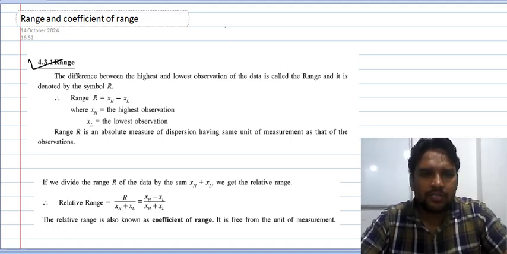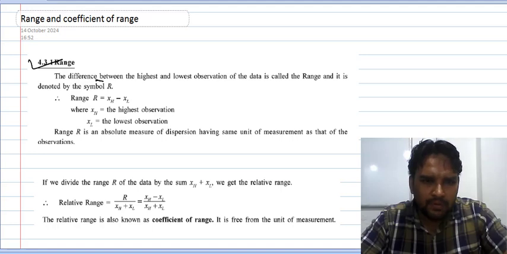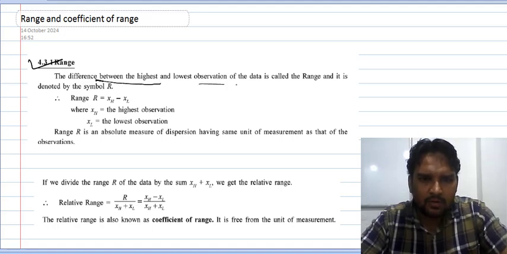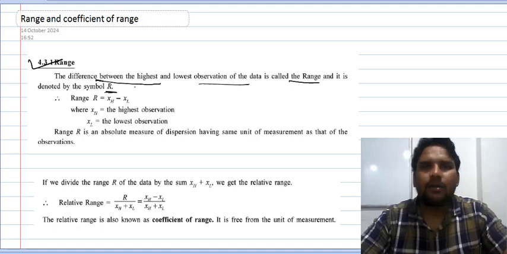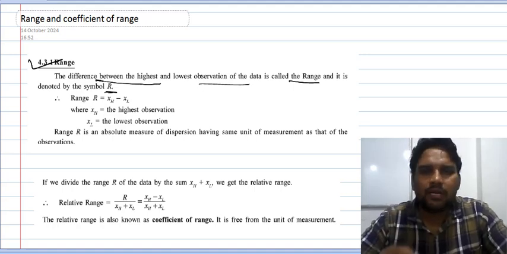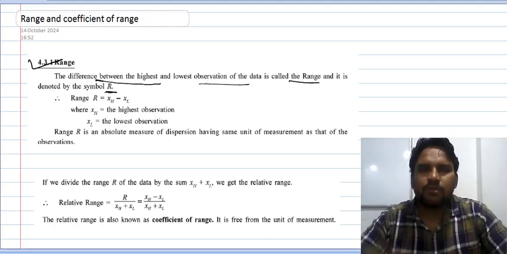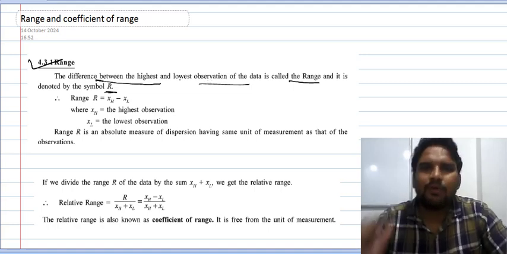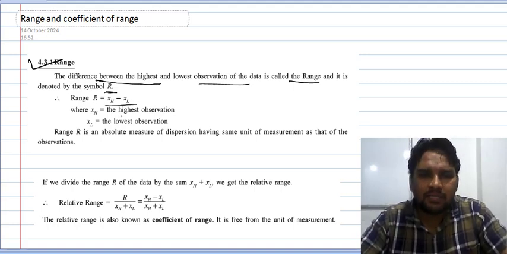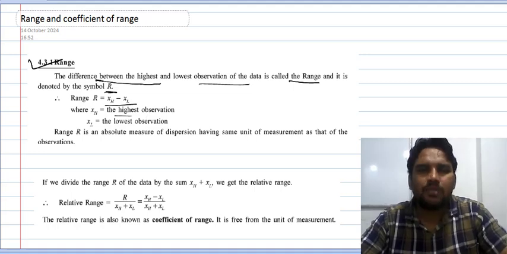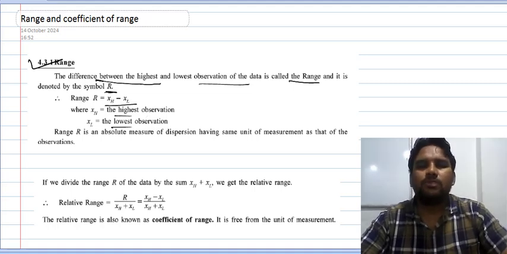the meaning of the range. Range is the difference between the highest and lowest observation of the data, and it is denoted by the symbol R. That means the difference between the highest observation and the lowest observation is called range, and it is denoted by capital R. The formula will be xh minus xl, where xh stands for the highest observation and xl stands for the lowest observation.